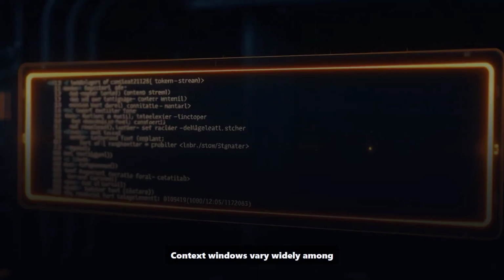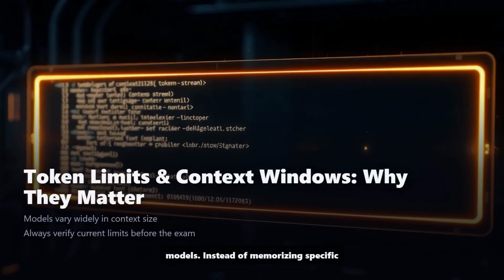Context windows vary widely among models. Instead of memorizing specific numbers, the exam expects you to match approximate model capabilities to tasks. Know the ranges and verify current limits in AWS documentation before test day.